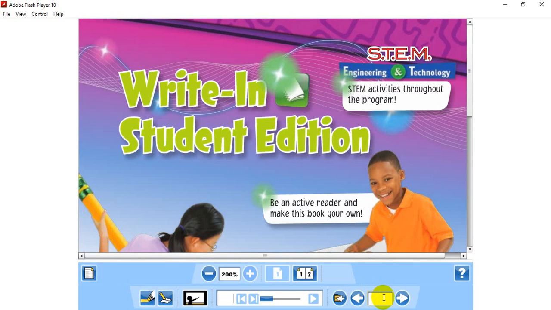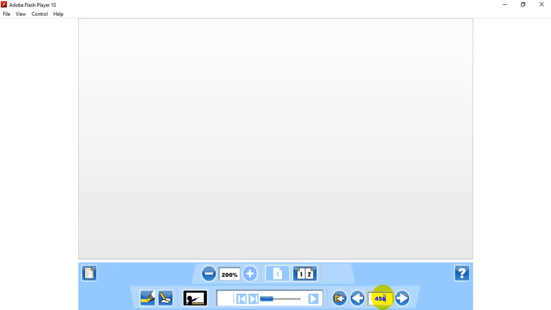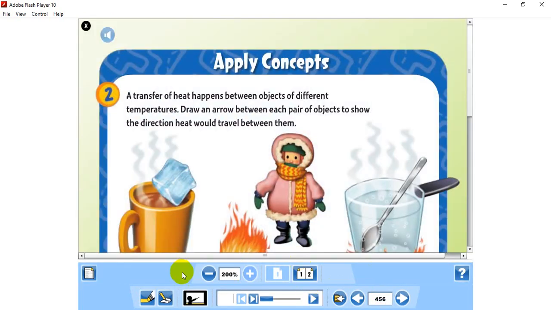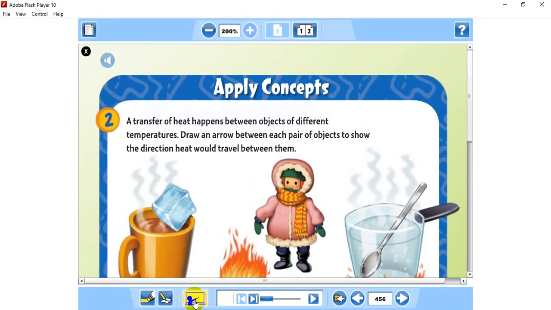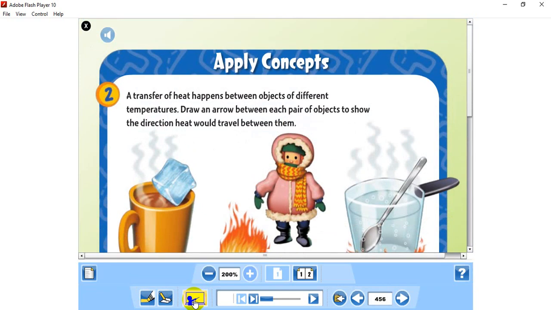Again. I will see. We'll lose the page. 456 again. Let's see. I will try to draw the arrow, but I don't know from where exactly. Okay, no problem.